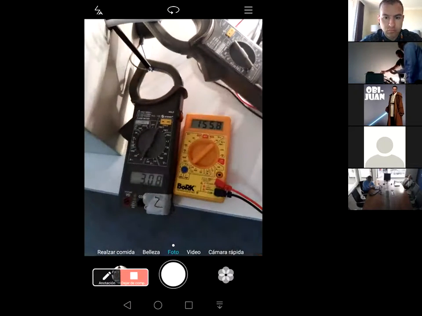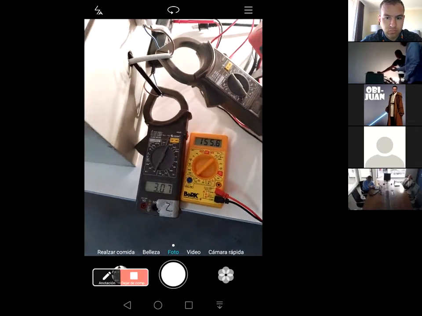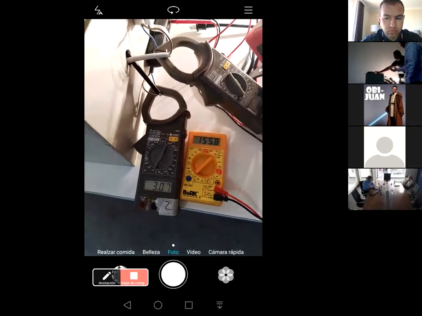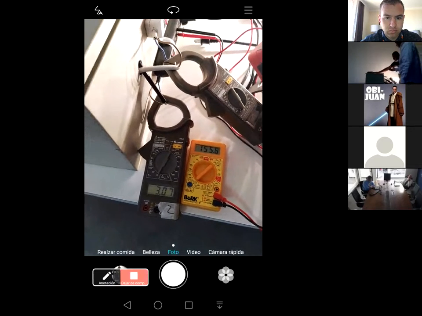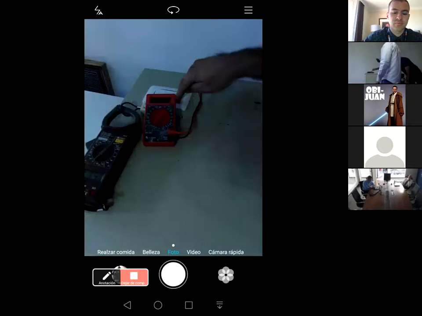The coffee maker is working. The light bulbs are on. So if we turn off the drill, we have different readings. It should be normal according to the consumption. Let's do the calculations. Okay, and we turn it off. So we're going to make the numbers.